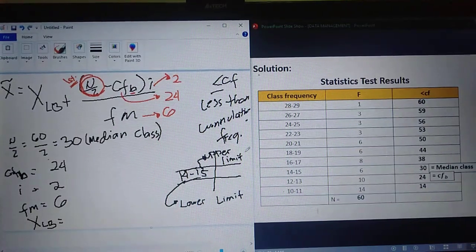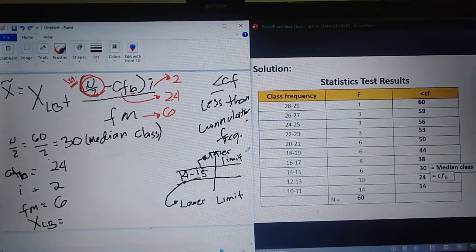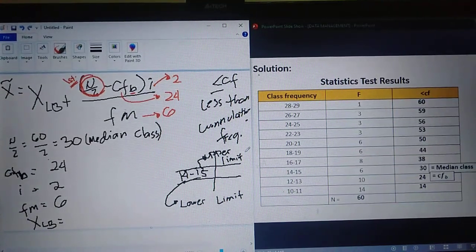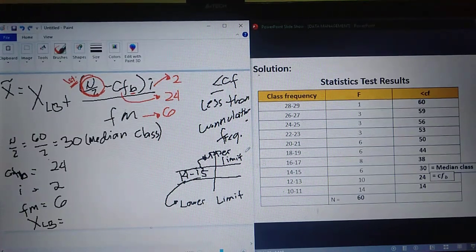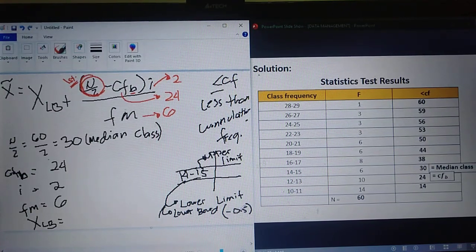Okay, spelling pa lang. Lower limit, lower boundary, they are two different. Pag lower boundary, ang pinag-uusapan, magma-minus ka ng 0.5 sa lower limit. Okay. Balik tayo dito. Lower boundary. Lower boundary, magmaminus ka ng 0.5 sa lower limit.